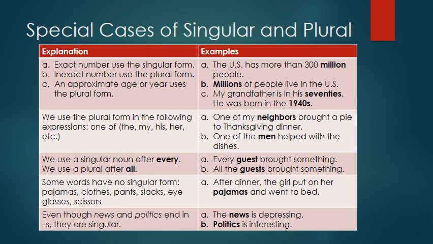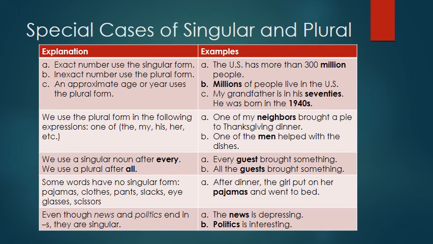The next thing is that there's a bunch of words that have no singular form. They're always plural regardless. So we have words like pajamas, which are the clothes you wear to bed. We have the word clothes, pants, slacks, eyeglasses, scissors. These ones are always plural. So after dinner, the girl put on her pajamas and went to bed. Not pajama. Okay?